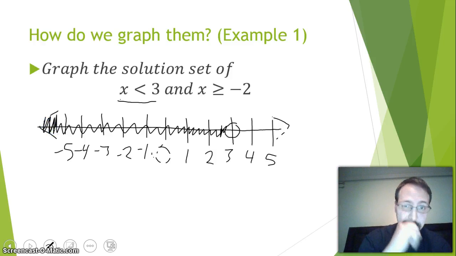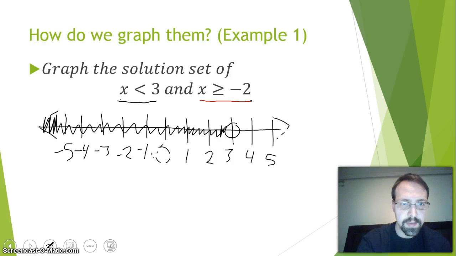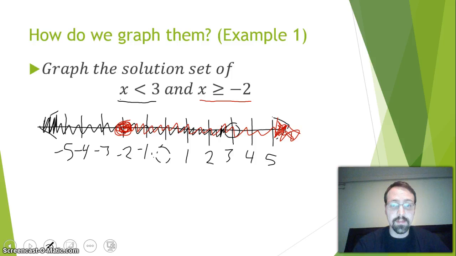And then the other part says x is greater than or equal to negative 2. So that's right here. That's a filled in circle. And then that's shaded this way. Notice my two areas had some overlap. The overlap is where the solution set is, because that's both of the answers.